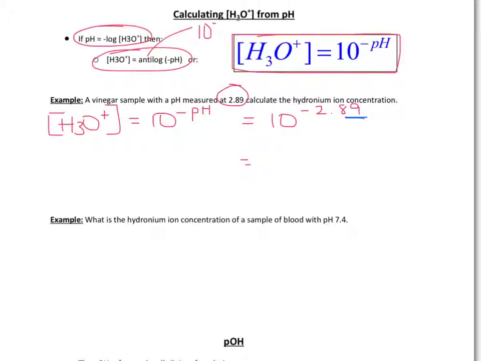So we're calculating 10 to the negative 2.89. Therefore, we're going to have an answer of 1.3 times 10 to the negative 3 moles per liter. So notice here we're calculating concentration, and we know that concentration does have units of moles per liter.